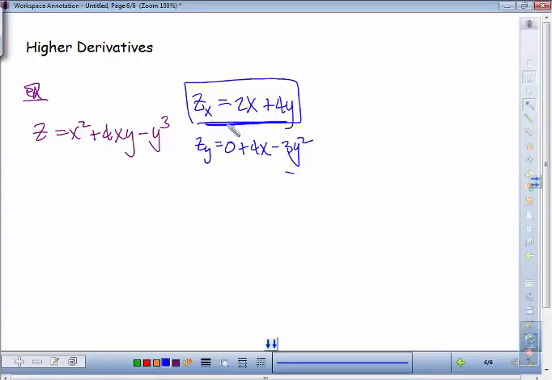So really, we could take the derivative of this with respect to x and then take the derivative of this with respect to y again. So that kind of makes sense, right? So we can go from here and say, what if we want to take the derivative of zx with respect to x? And that is written as zxx. And that is just taking the derivative of this thing with respect to x. What's the derivative of this with respect to x? 2.